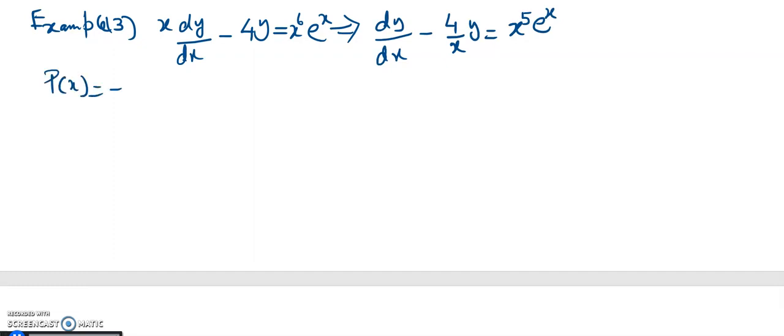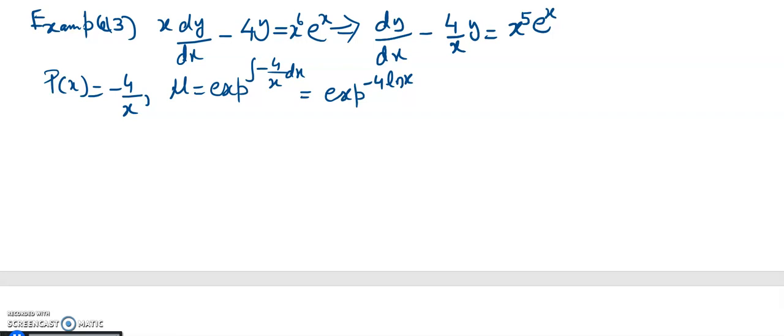So this will be our p of x function, that is minus 4 over x. So the integrating factor will be the exponent of the integral of minus 4 over x dx. So the exponent will be minus 4 log of x. Okay, it will be the exponent of log of x power minus 4. So exponent and log cancel out, so it will be simply x power minus 4. So the integrating factor we got will be x power minus 4.